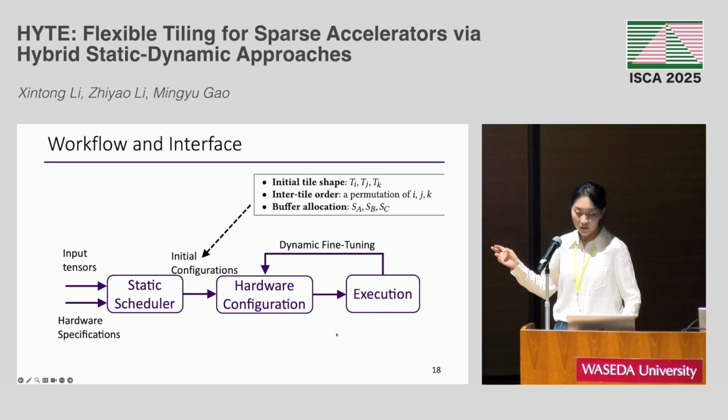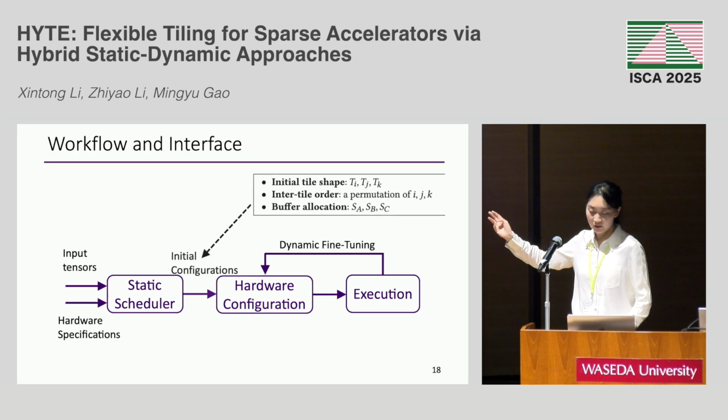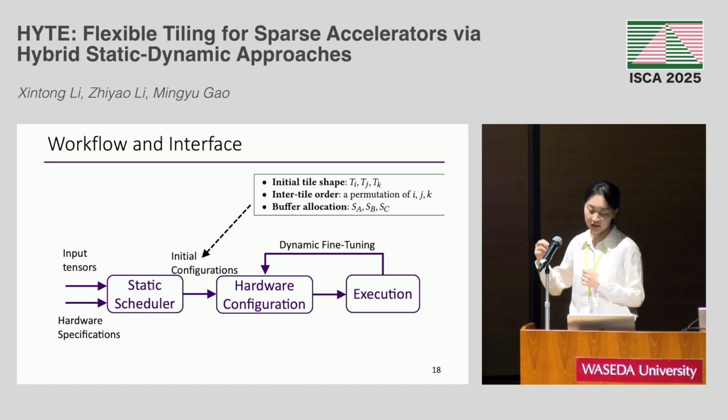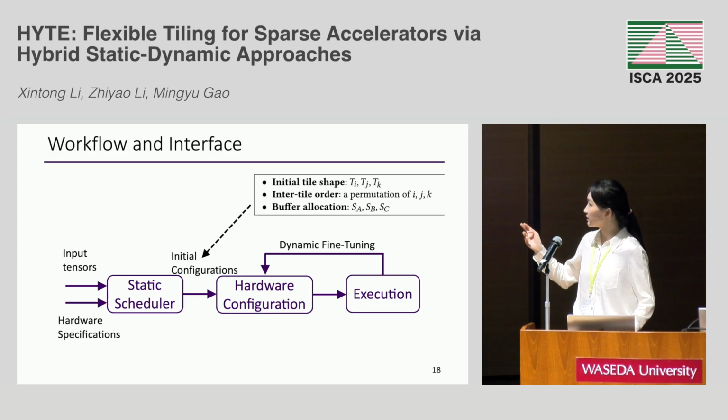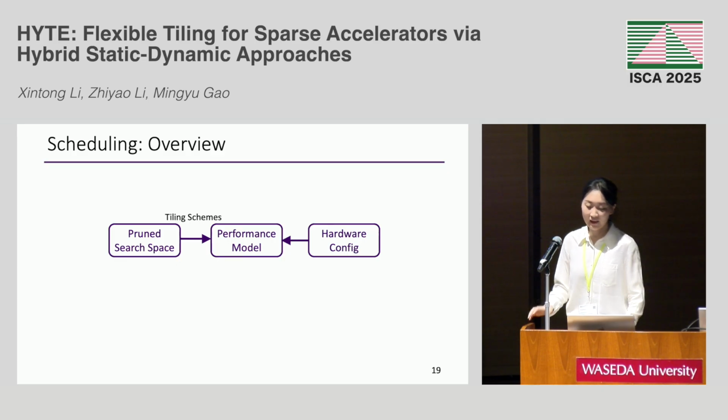This leads to our overall design and interface. In the static offline phase, the static software scheduler takes the input tensors and hardware specs and outputs an initial configuration for all the discussed parameters. In the dynamic phase, first, the initial configuration generated by the static scheduler is loaded. Then, during the runtime, the scheme is further fine-tuned in response to the behavior of recent tiles. Let's now look into our scheduling strategy first.